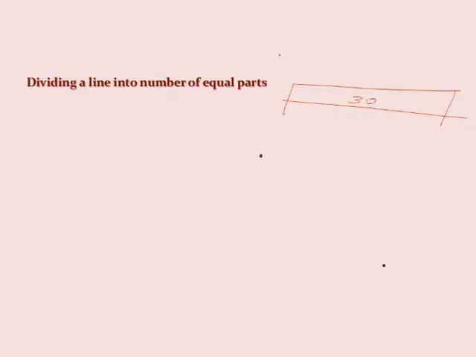4.28. 30 by 7. So what is the value? What is the value of that? 4.28. 4.2. Okay.